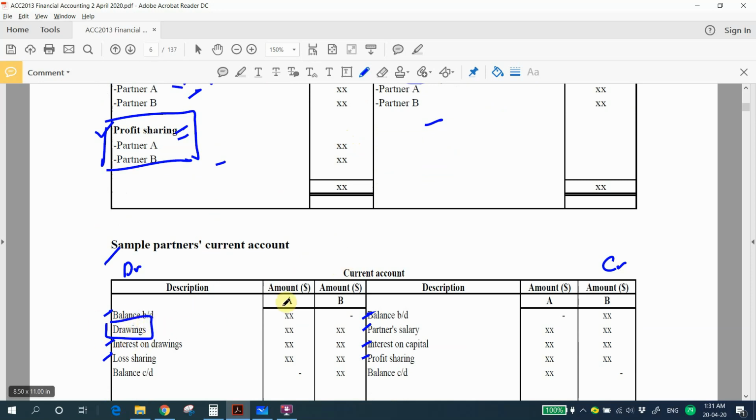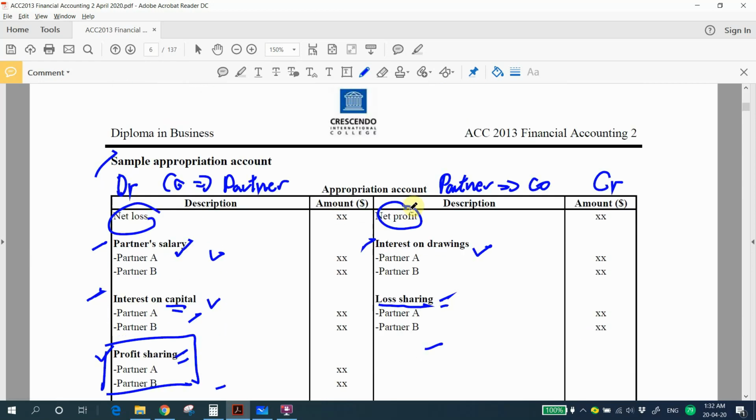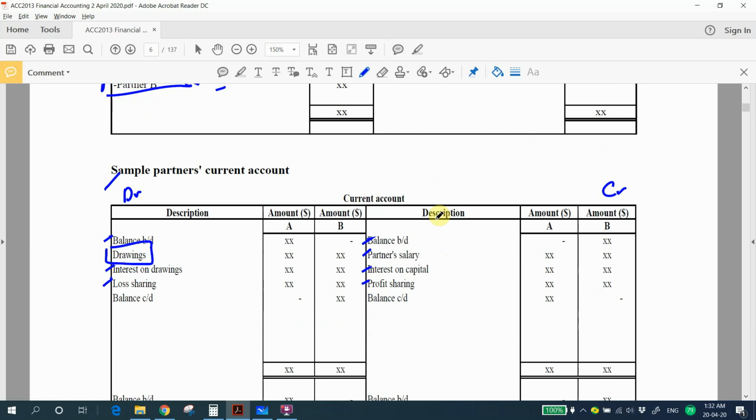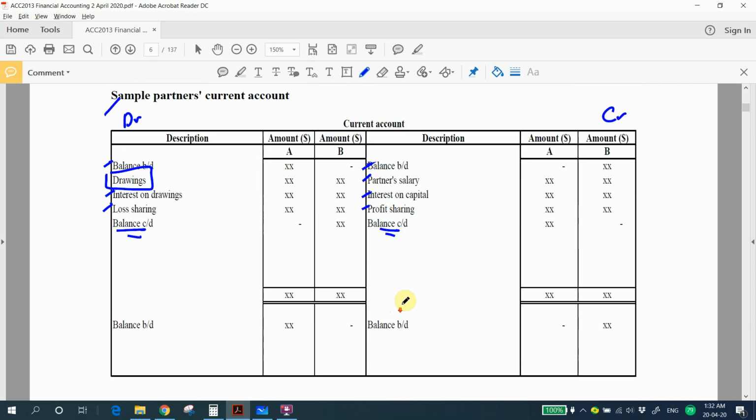So partner transactions we record in the current account, because drawing will not have any profit or loss impact on the partnership. That's why drawing is not required to be recorded in the appropriation account. After you fill in all the information, you can find the balancing amount, and then we have c/d, and b/d to the next year.